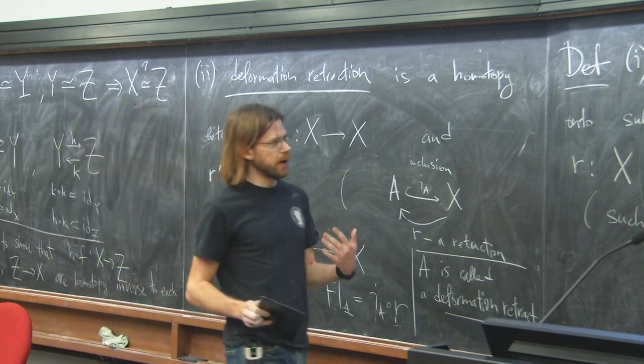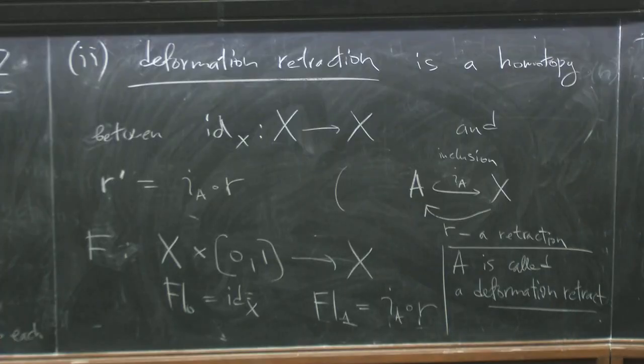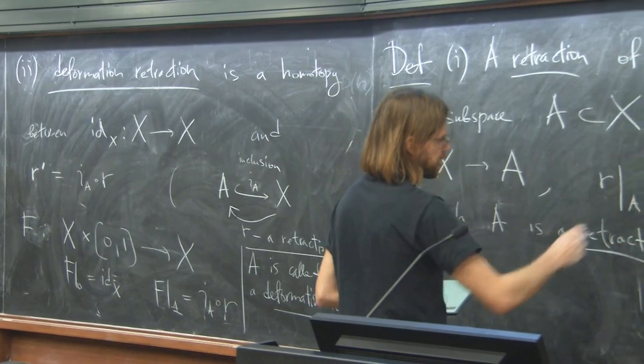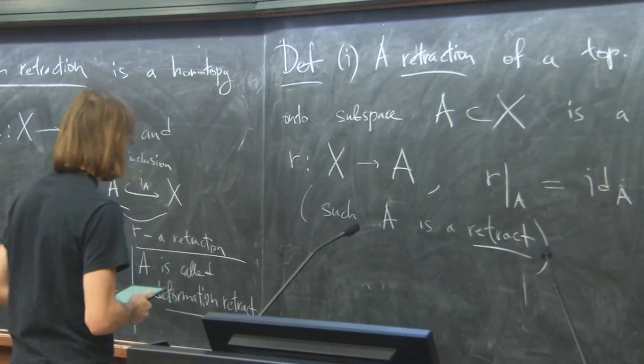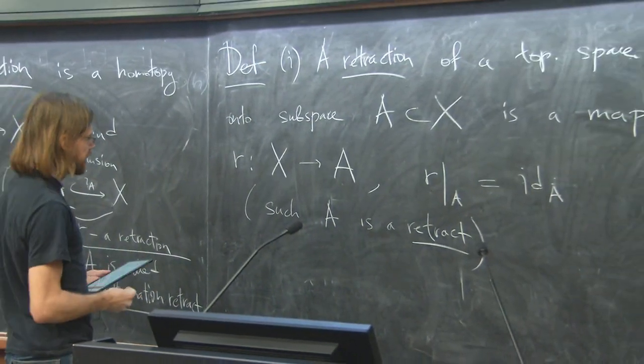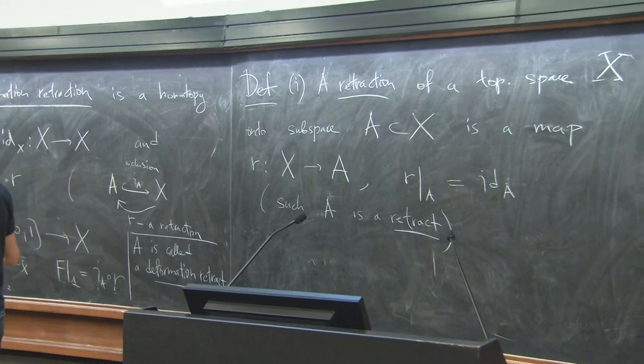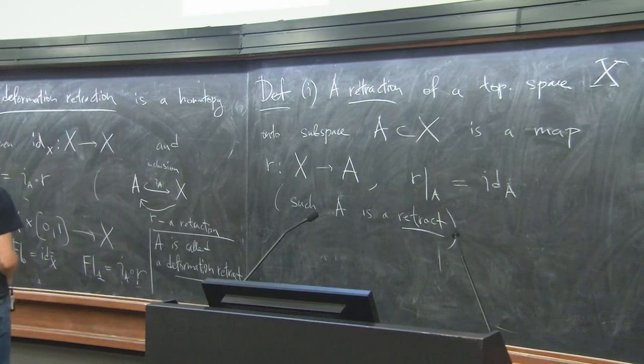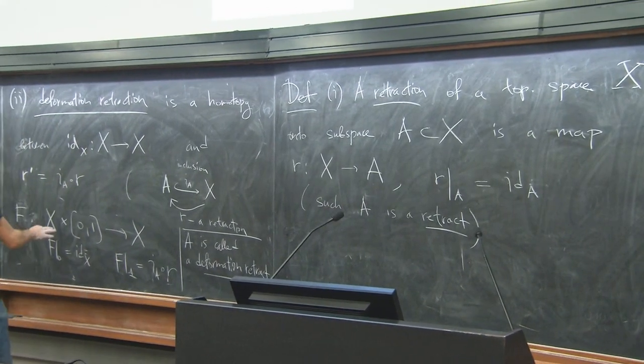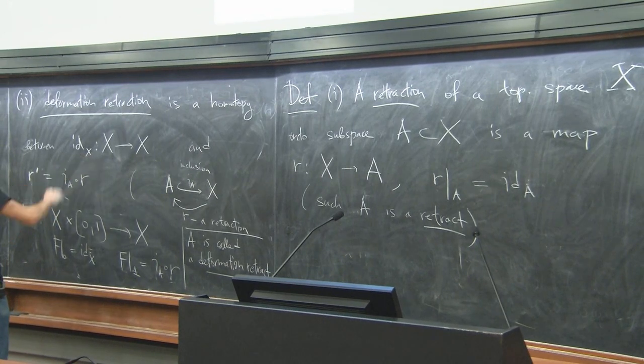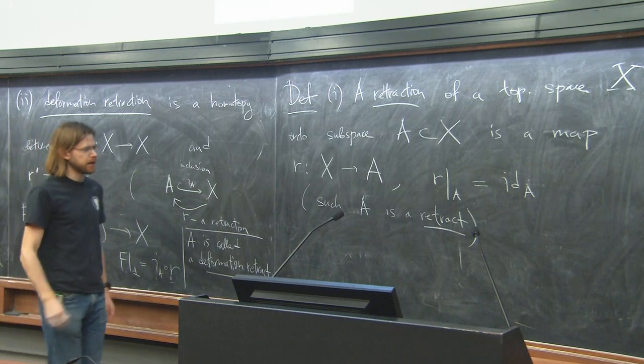Again, there is a condition of a space being a retract. So there exists a map from the ambient space X to the subspace, which is the identity when restricted to itself. And then there is a special case when there exists a deformation retraction. This is when there exists a homotopy, essentially a homotopy between the identity and the retraction.